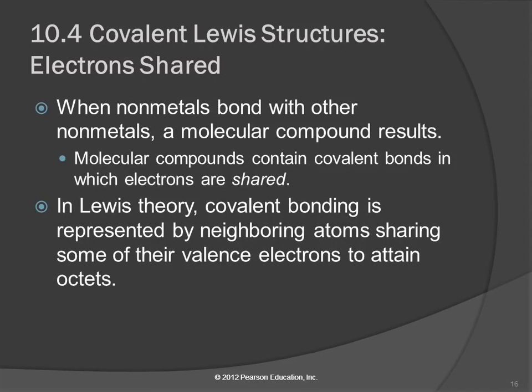So that was ionic compounds. What about covalent? When we have two nonmetals, we get a molecular compound. Here the electrons are shared. So what we do in Lewis theory is we represent this covalent bonding by drawing the neighboring atoms next to each other and having them share some of their valence electrons so they attain an octet for each of them.